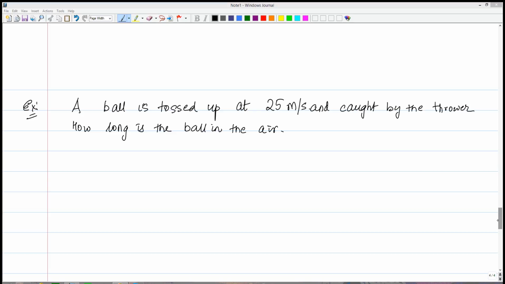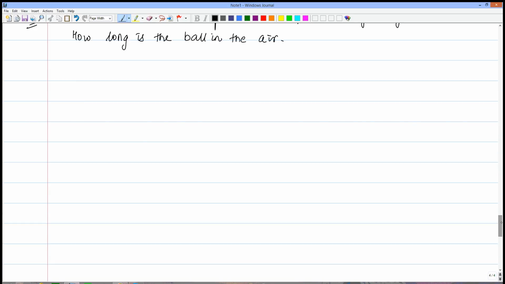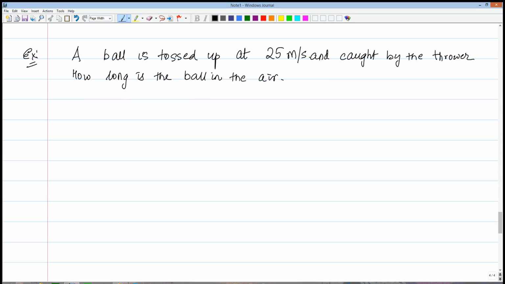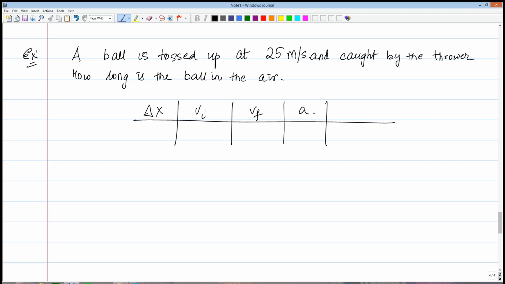Alright, so in this problem, a ball is tossed up and caught by the thrower. Once again, we're asking how long is the ball in the air. So we start with our chart. Let's fill things in: delta x, vi, vf, a, delta t.